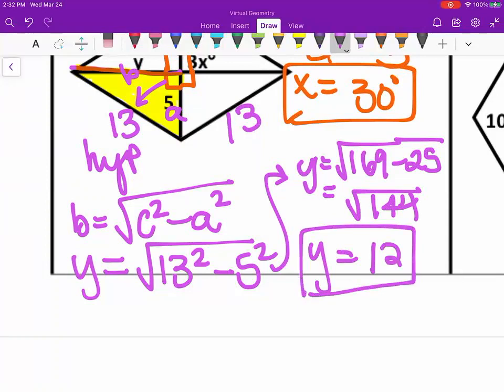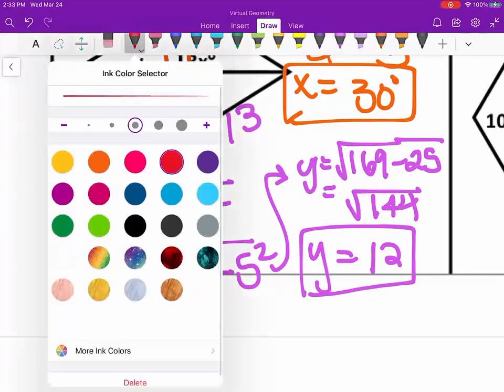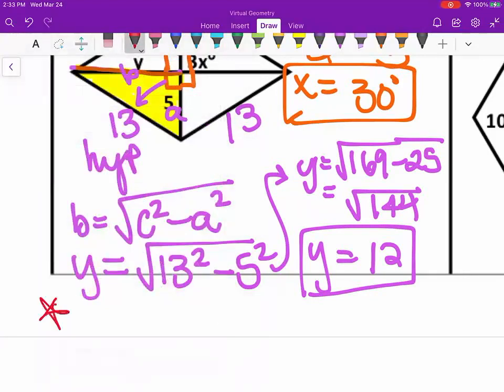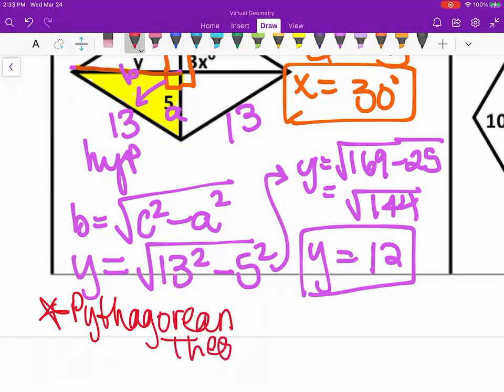So now we have both our values. So sometimes we might need to use Pythagorean theorem. So keep all those formulas in mind that we've worked with.